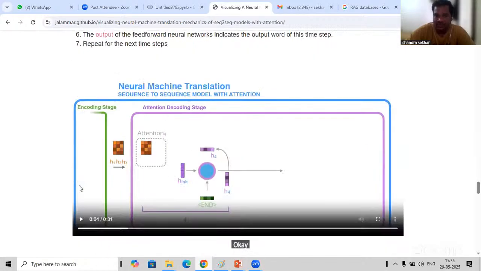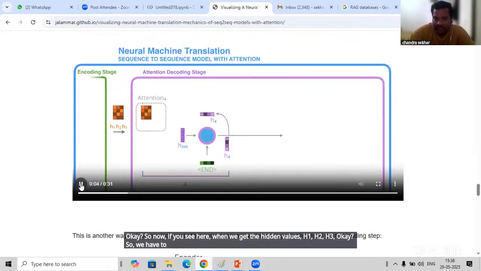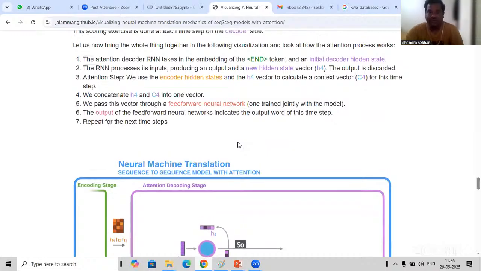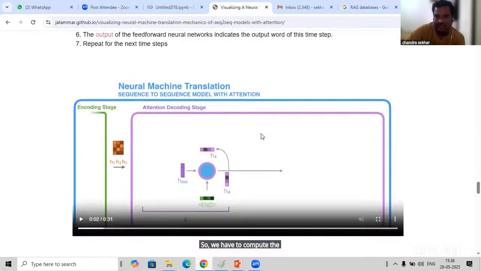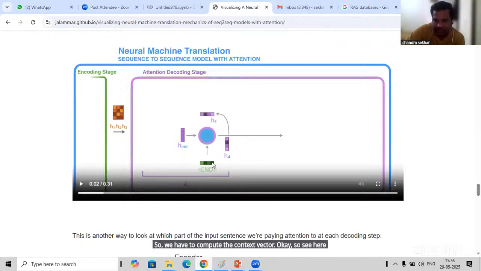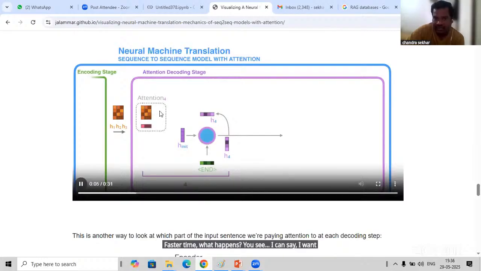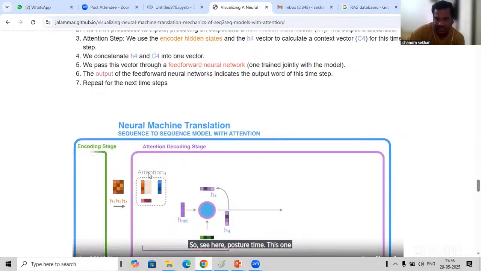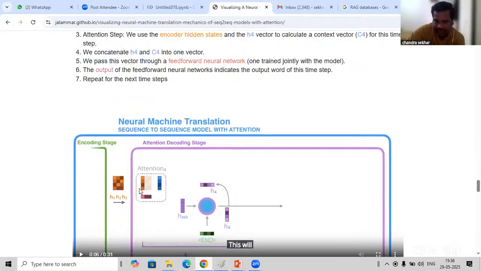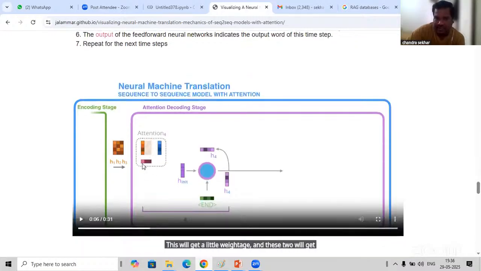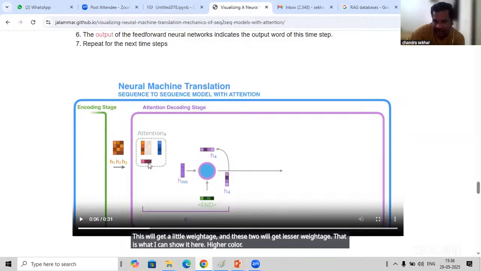So now when we get the hidden values H1, H2, H3, and we get the attentions, we have to compute the context vector. The first time I compute the attention, this one will get higher weightage and these two will get lesser weightage. That is what I can show here: higher color, very least color.